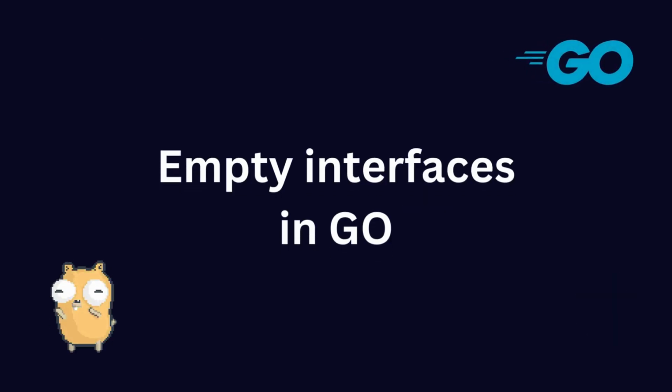Welcome back. In this video we will talk about empty interfaces in Go. Empty interfaces might seem a bit mysterious at first, but once you understand them, you will find them to be quite powerful. So what exactly is an empty interface in Go? Well, an empty interface is an interface type that has zero methods. In other words, it doesn't specify any behavior. Let me show.